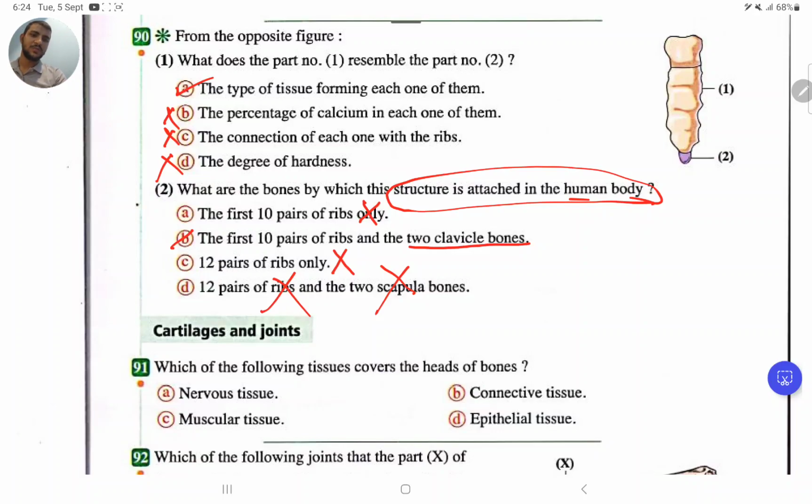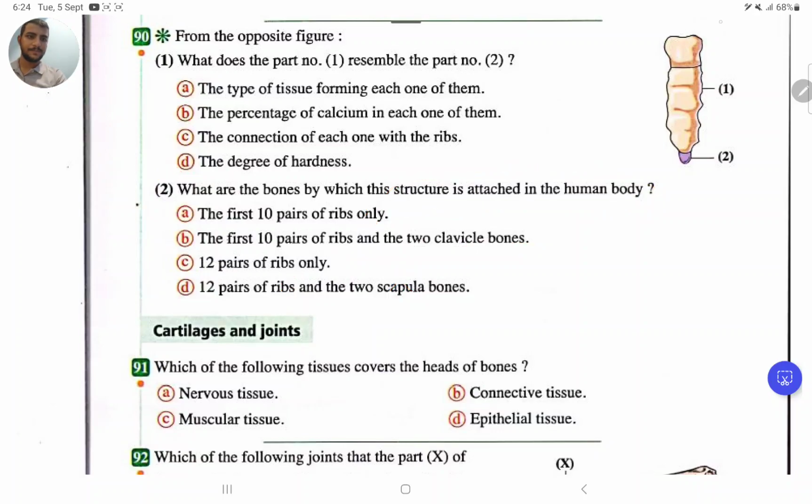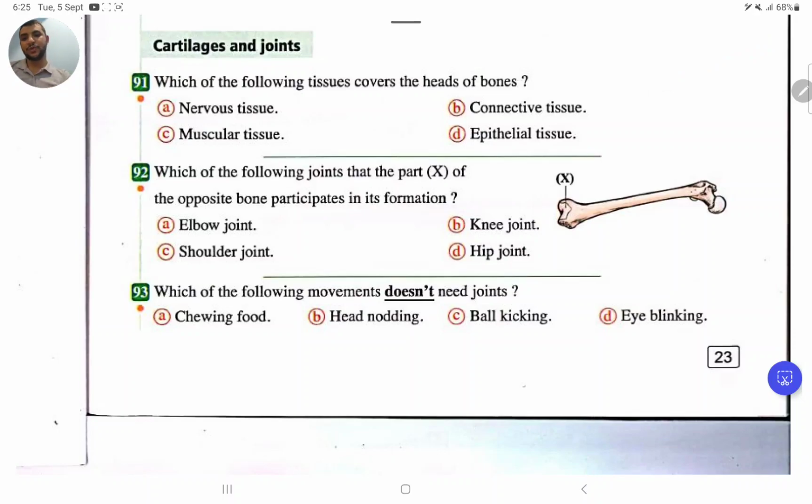Okay, so let's move to the new part with its cartilage and joints. Which of the following tissues covers the head of bones? Connective tissue, because the cover of the head of bones is cartilage, and cartilage is a connective tissue. So this is the right answer. Nervous tissue is wrong. Muscular tissue is also wrong. Epithelial tissue is wrong. Okay, this is the first secondary information from the lesson called animal tissue.